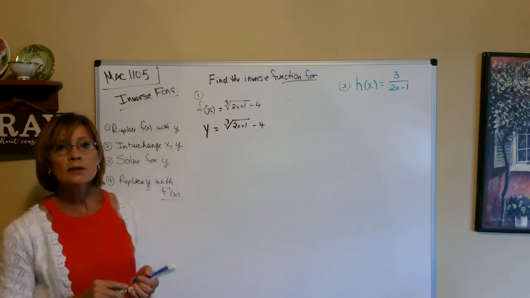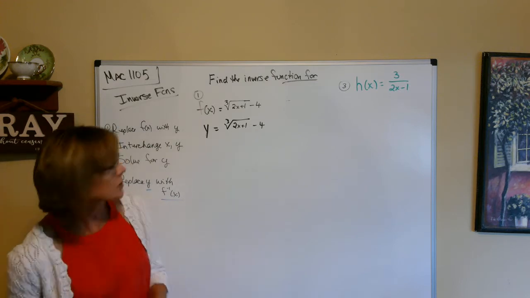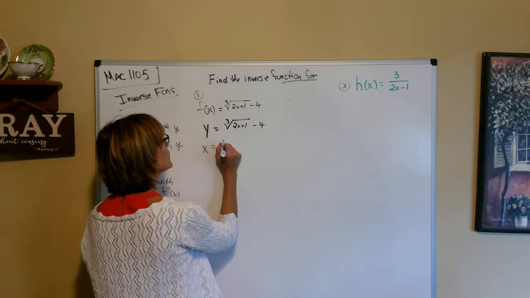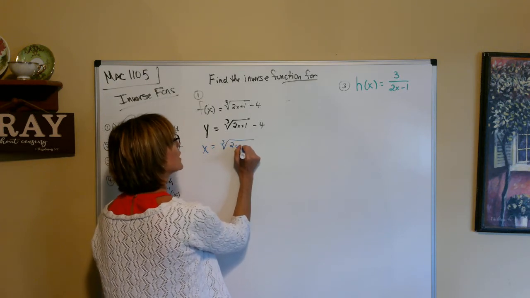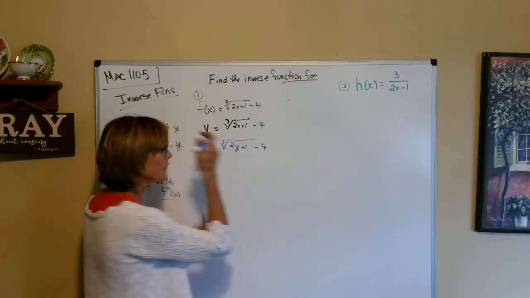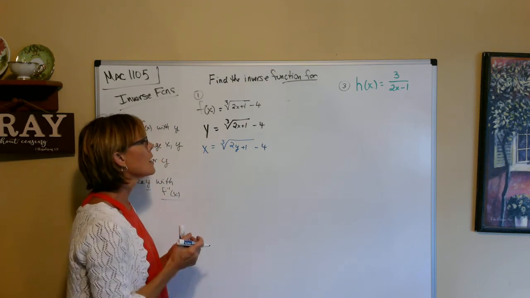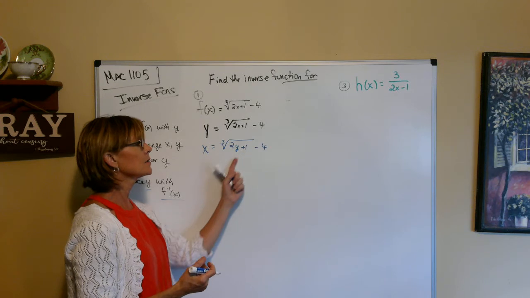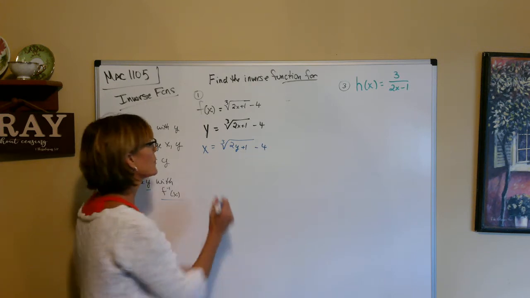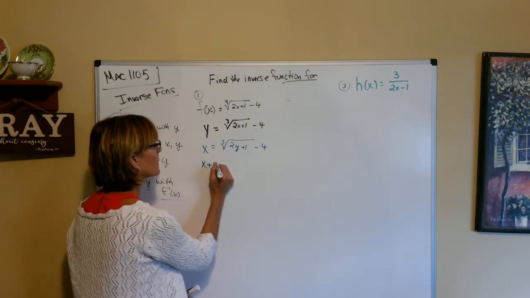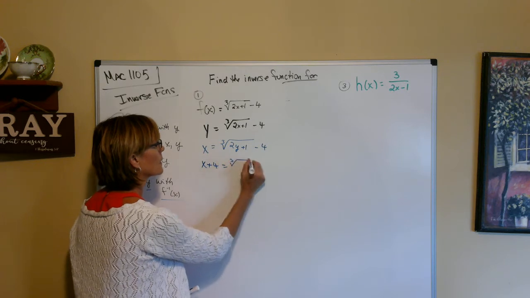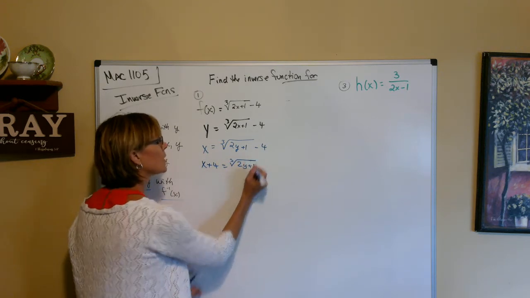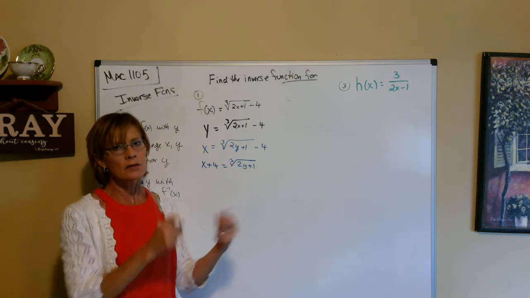Second step is to interchange x and y. So when we interchange those, we get x is equal to the cube root of 2y plus 1 minus 4. All right, so then we solve for y. So to solve for y, we isolate the term that has y in it by adding 4 to both sides. And then we need to try to get to this y, but he's caught underneath that radical term.